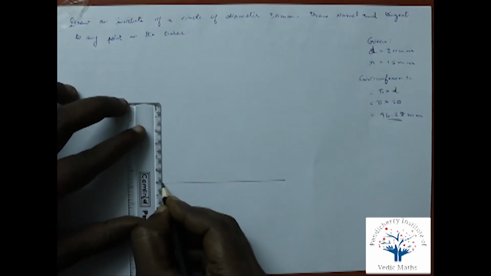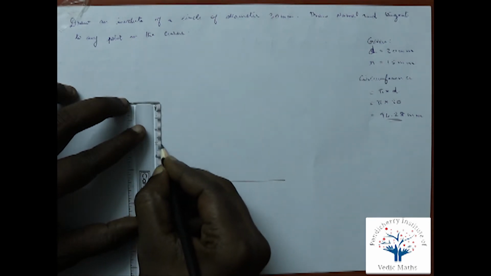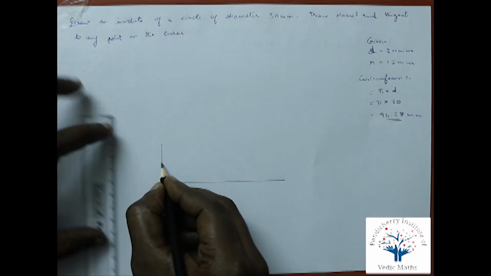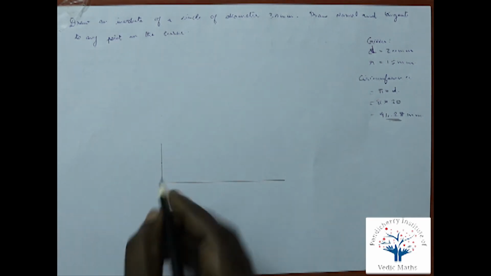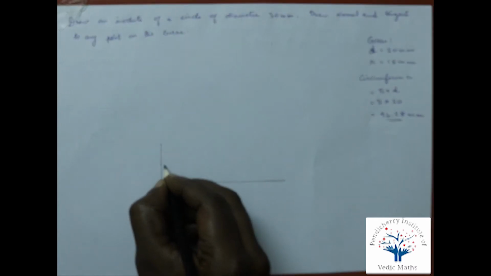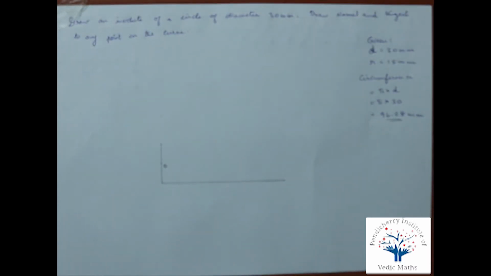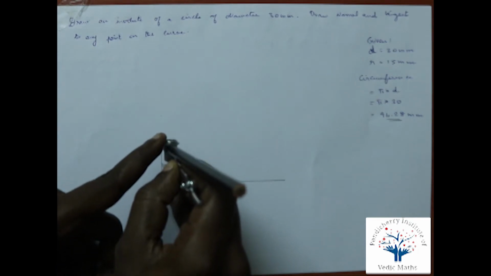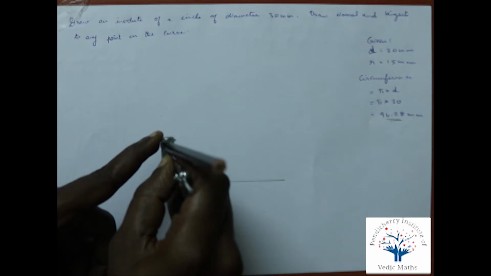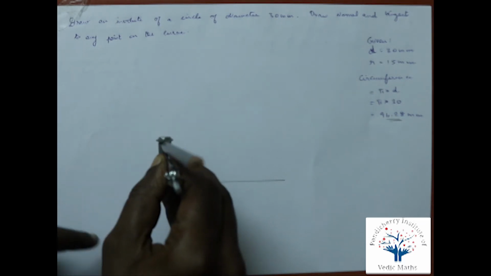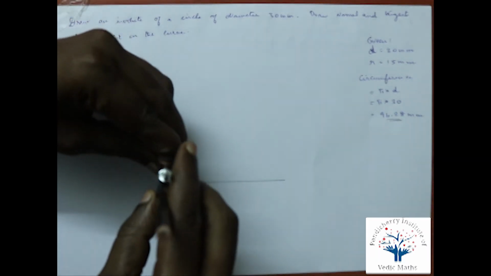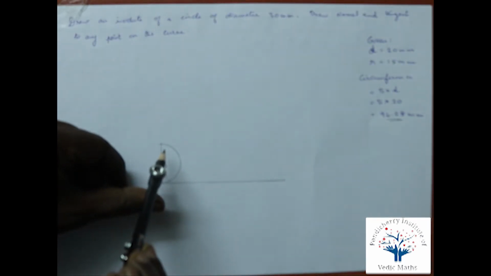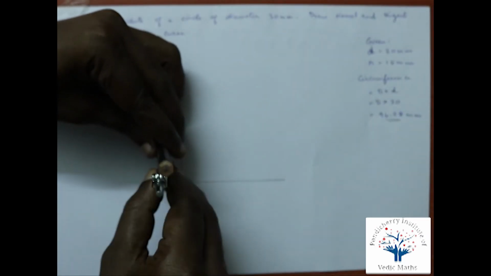The same point mid, 15 mm. Okay, so this is going to be the center point, which is equal to O of the circle. With O as center and radius வந்து 15 எடுத்துட்டு, we are going to draw a circle.